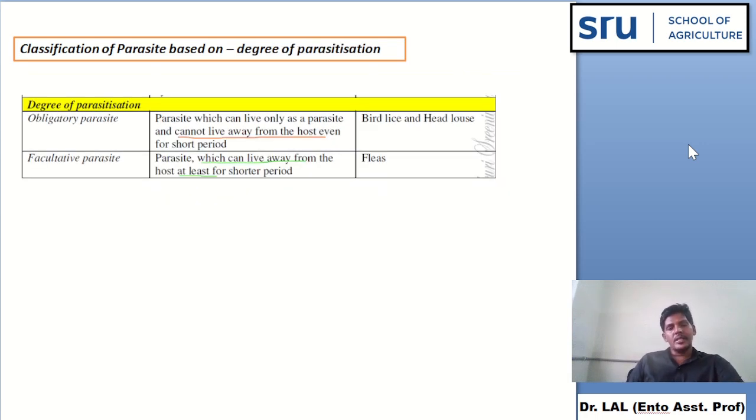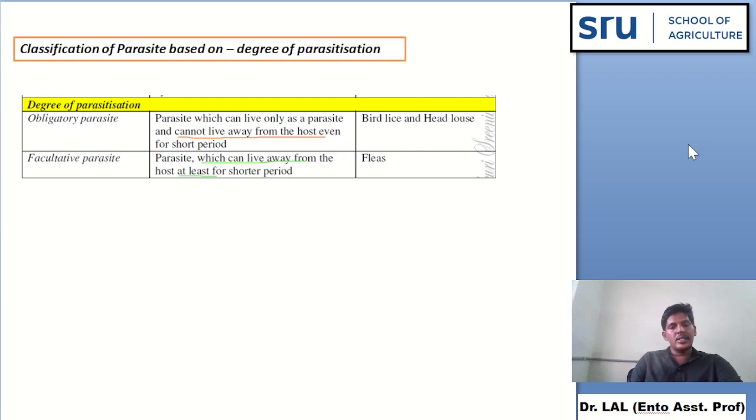Classification of parasites based on degree of parasitization, that is obligatory parasite and facultative parasite. Obligatory parasites compulsorily need a host. They can't live away from the host even for a short period of time. Examples, bed bugs and head lice.